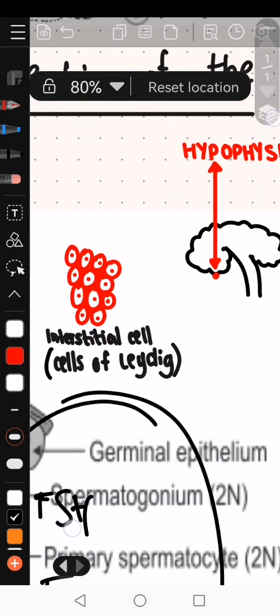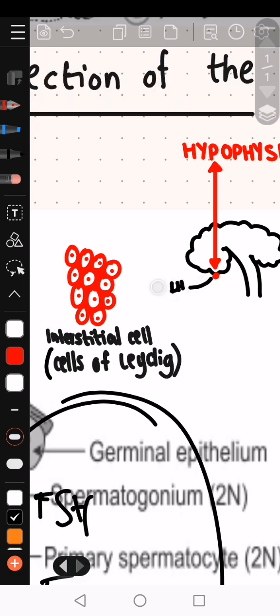So if we do it diagrammatically, your hypophysis is going to secrete LH. LH is then going to stimulate the cells of Leydig to produce testosterone.